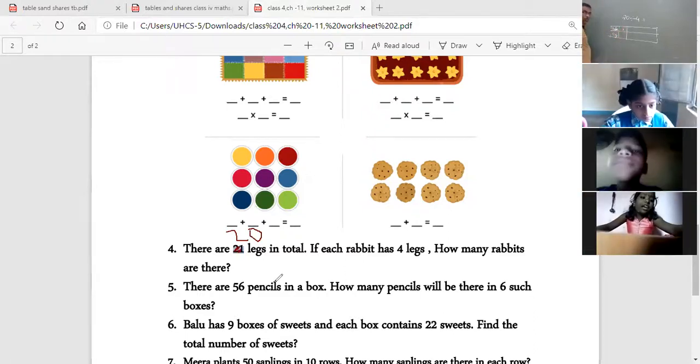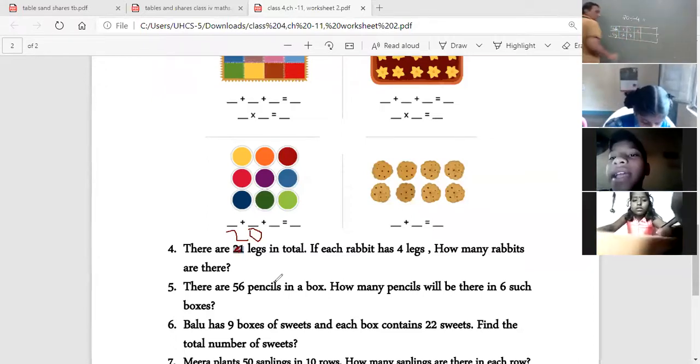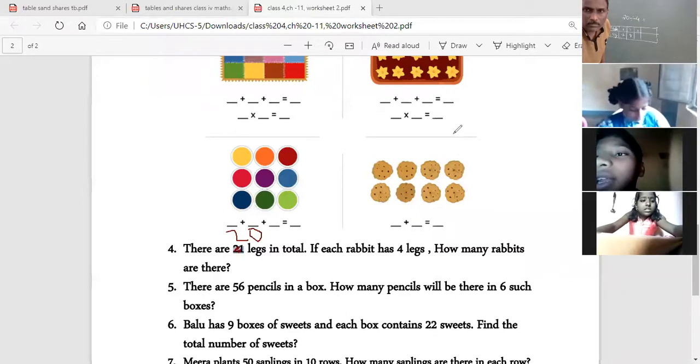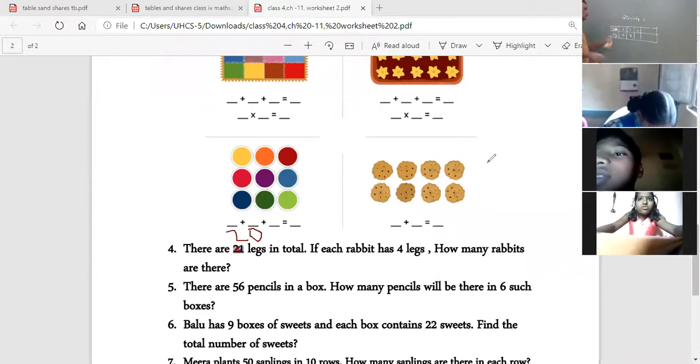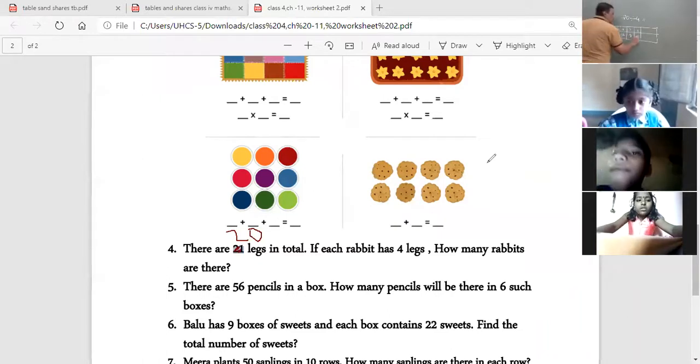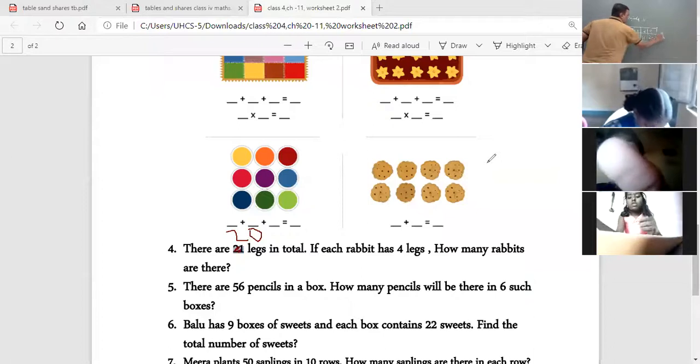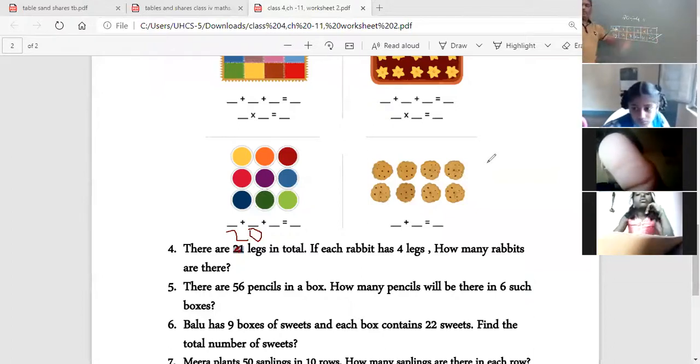One rabbit has 4 legs. You can do like this. 1 rabbit, 4 legs, 2 rabbits 8 legs, 3 12, 4 16, 5 20. So 20 legs means 5 rabbits. This is one way of doing.